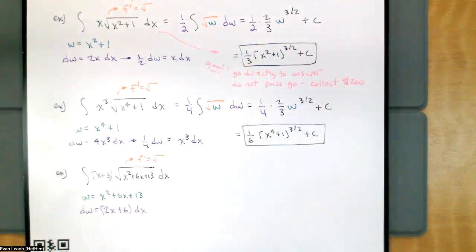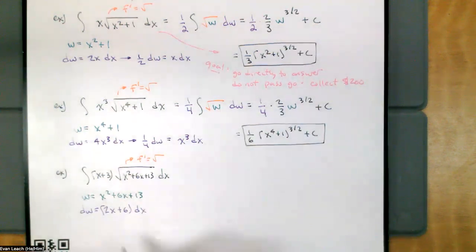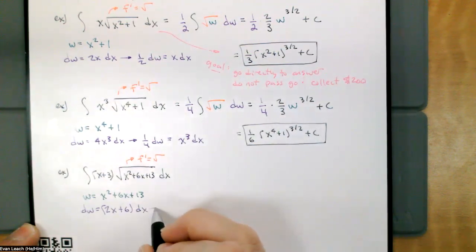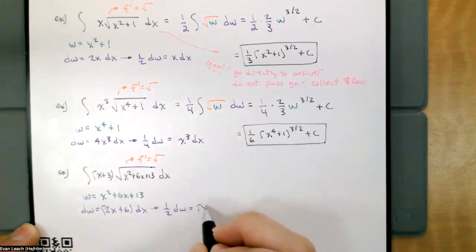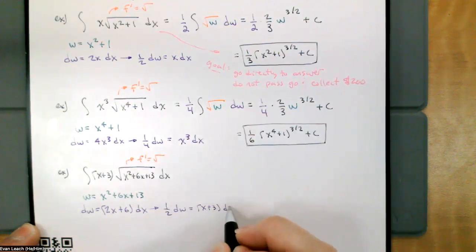Whoops. What are we going to have to do? Did I break the problem by writing x plus 3? Can we fix this? Yeah, I just take out a 2. So I'll just divide by 2, and 1/2 dw is an x plus 3 dx.